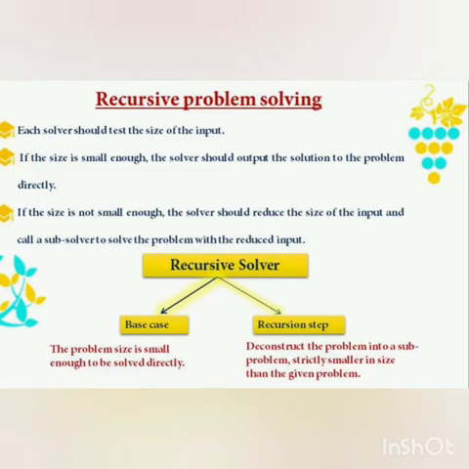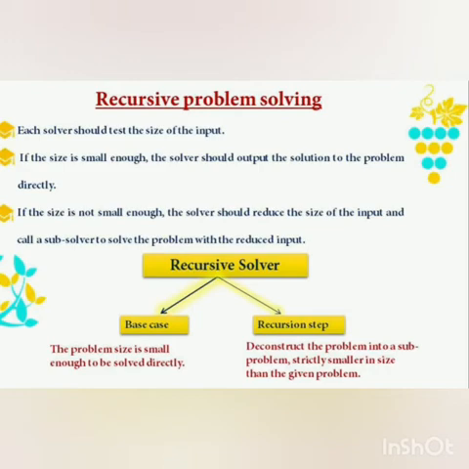Our next topic is recursive problem solving. Each solver should test the size of the input to see if the size is small enough. Imagine if there is only one customer standing in a line. Here the size is very small. Then the solver should output the solution to the problem directly, because he or she has no need to count any sequence, because only one customer is standing in a line. So we can find the solution very easily and directly.